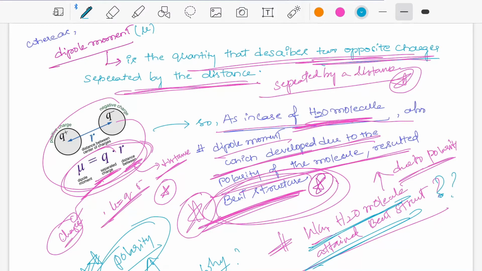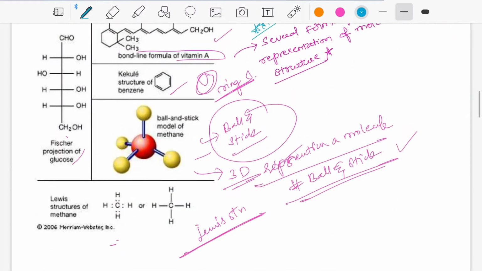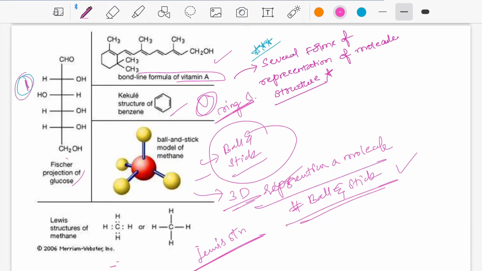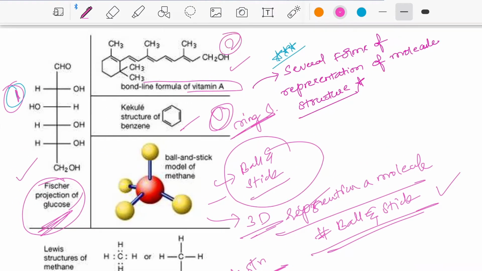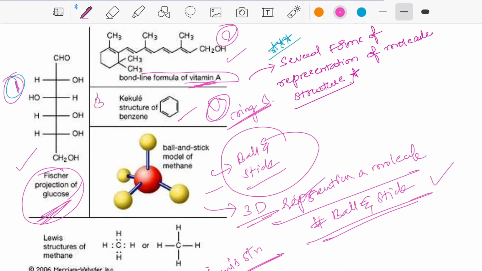We represent molecules in many forms. Let's discuss several forms of representing molecular structures. One is the Fischer projection, used for glucose, fructose, sucrose and similar molecules. It doesn't matter which form we use, we can represent in any form. The second is the bond-line formula, for example the formula of vitamin A, and the third is the Kekulé structure of benzene, a ring structure.